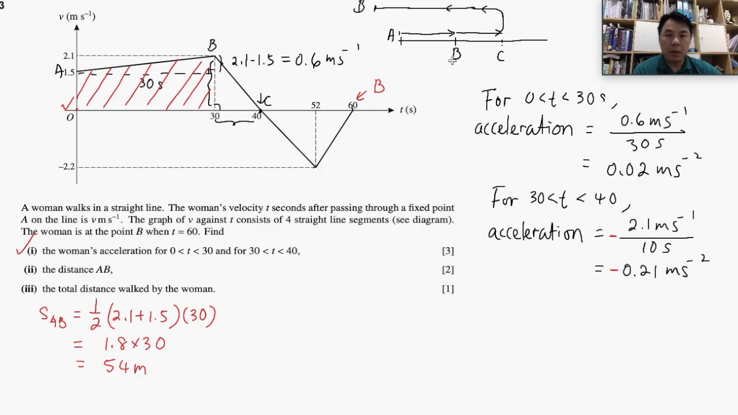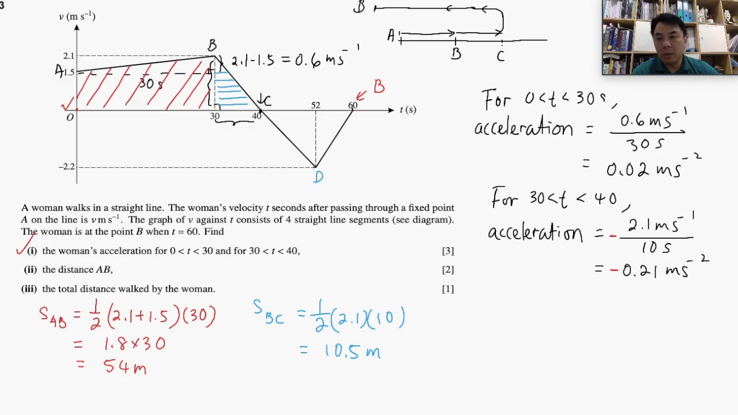Now next, as she continues to slow down until she reaches C, this region represents the distance between BC. So I'm going to label this distance BC. Let's try to find out. It's much easier because it's a triangle. So the height is 2.1, the width is 10, so 10.5 meters. And then next, she changes direction until she reaches D, for instance.